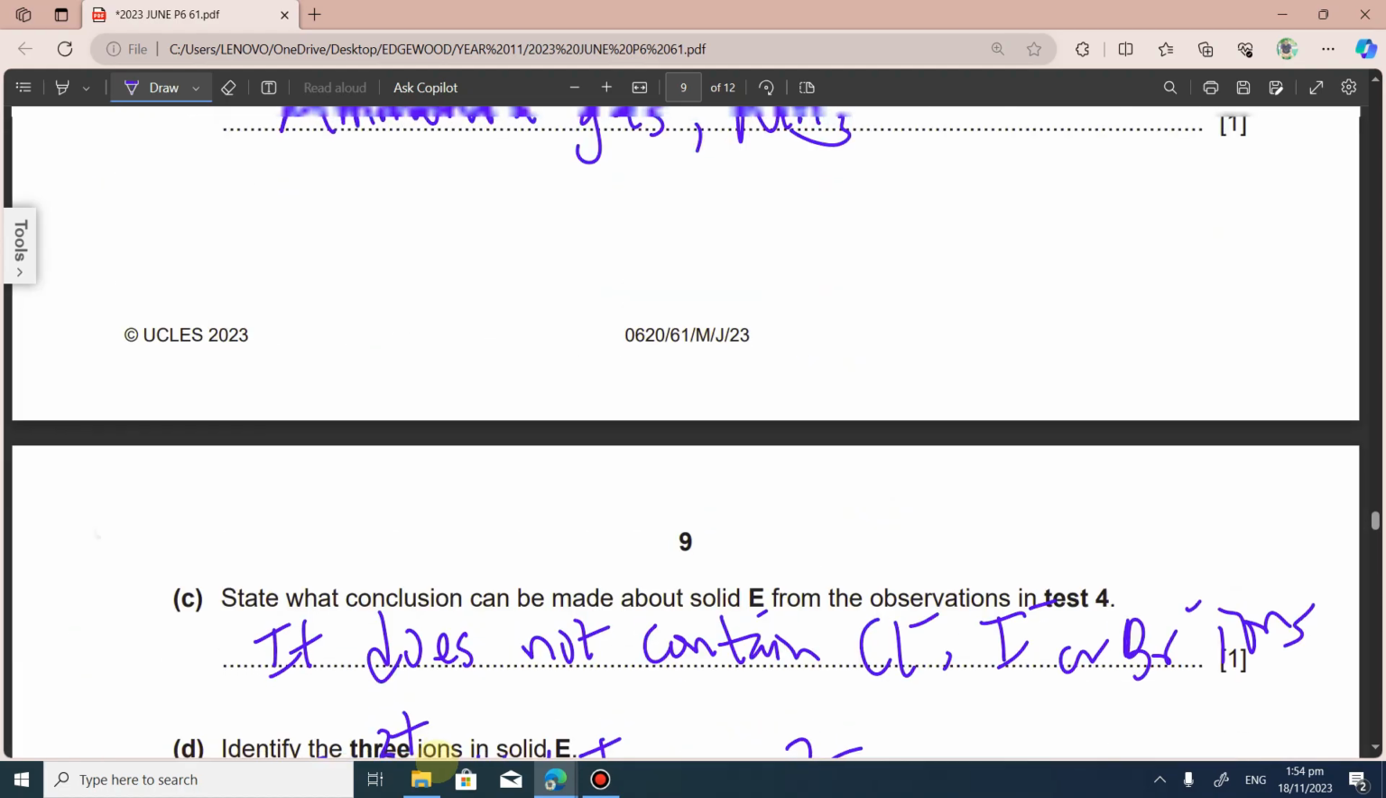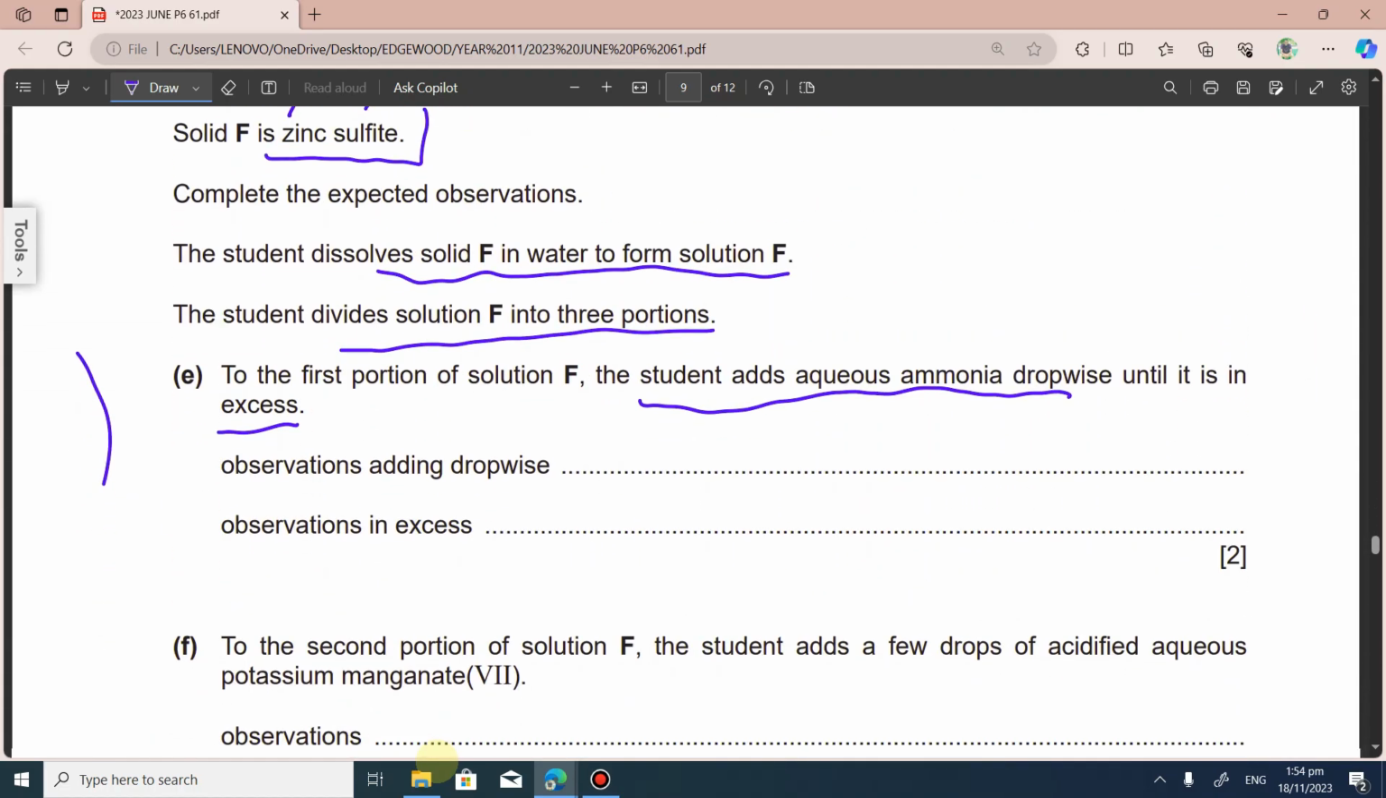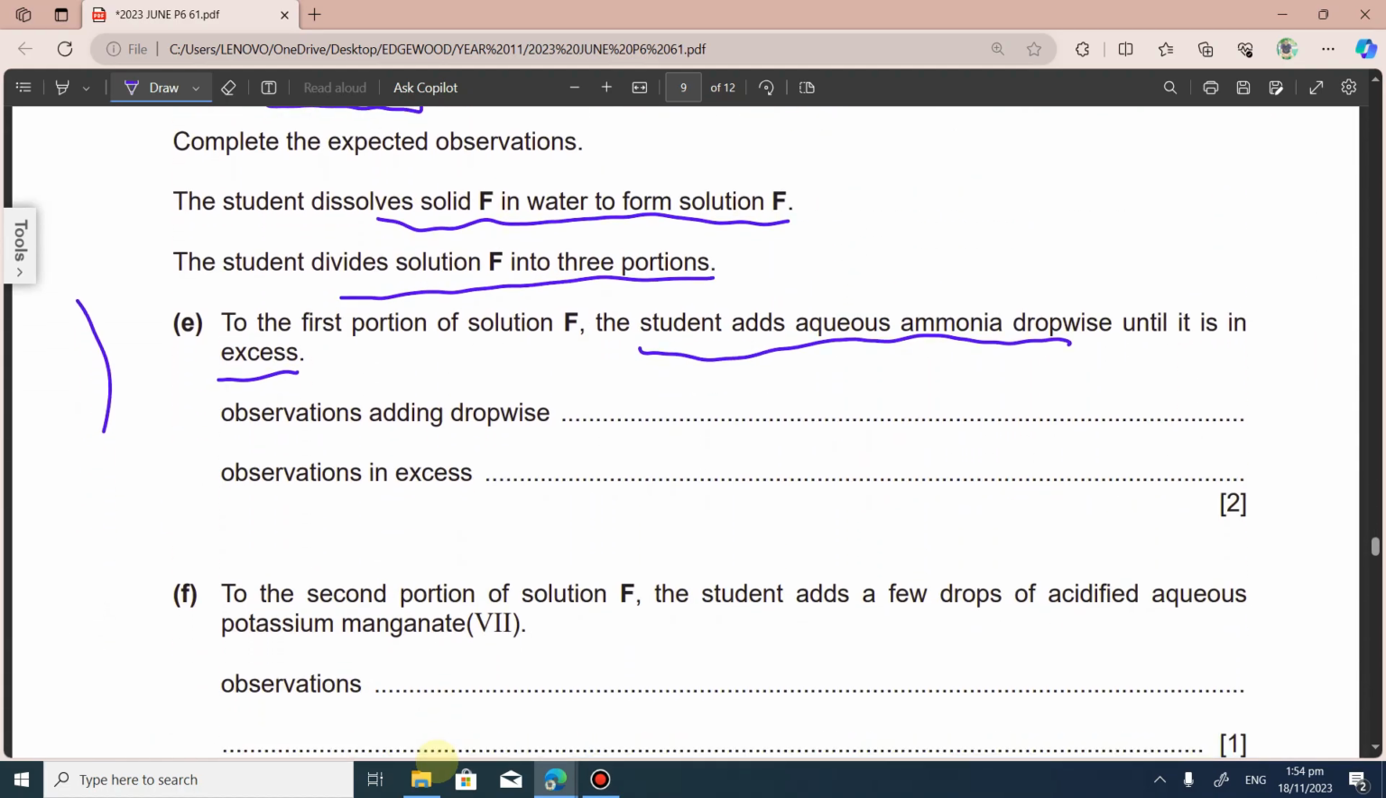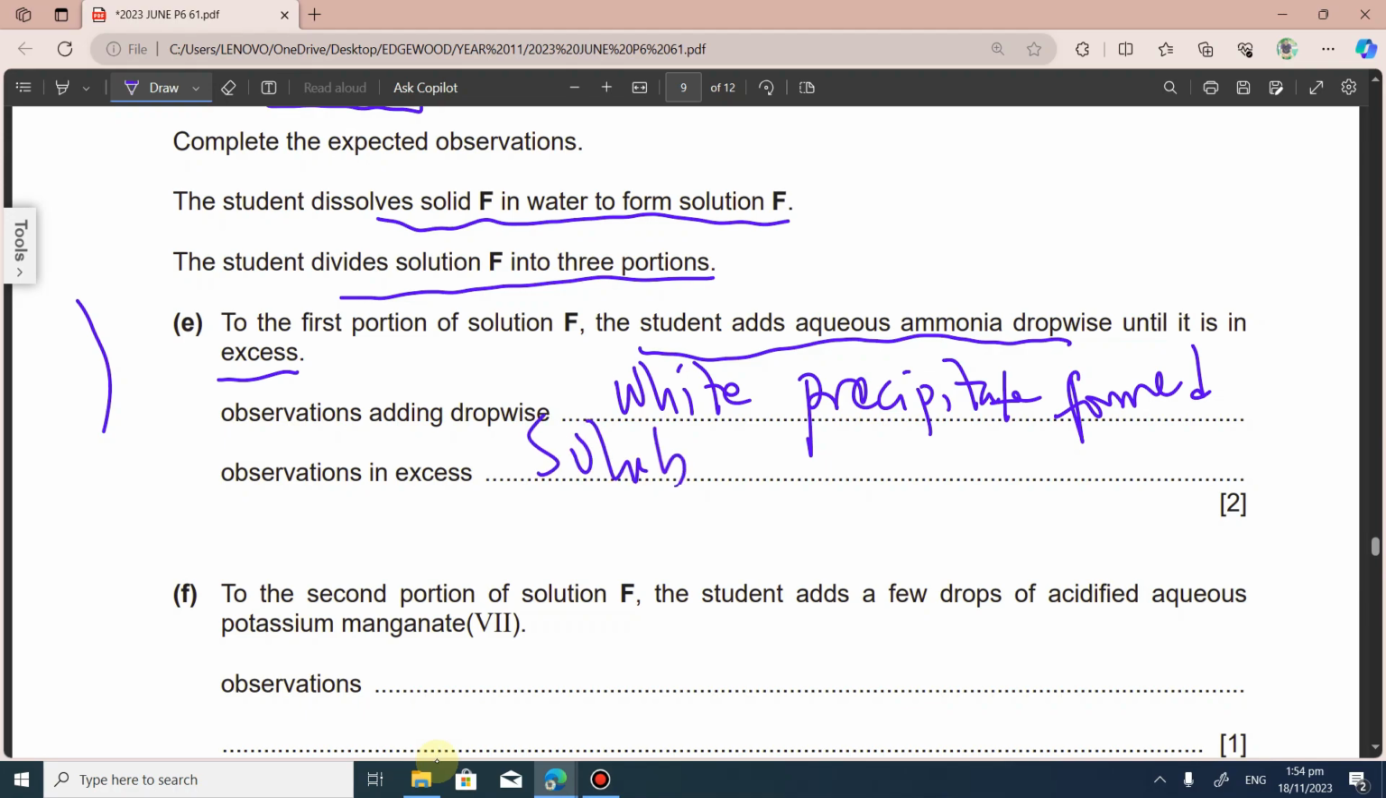So we'll go back here again. We have an answer now that on adding dropwise, white precipitate was formed. While in excess, we see it becomes soluble and colorless. So that is how to use the information.